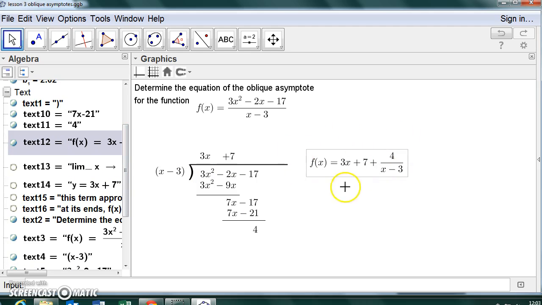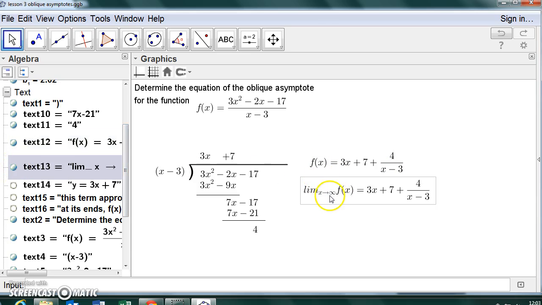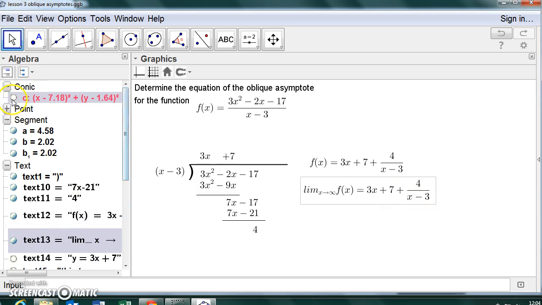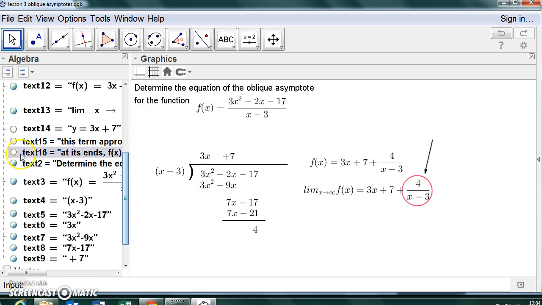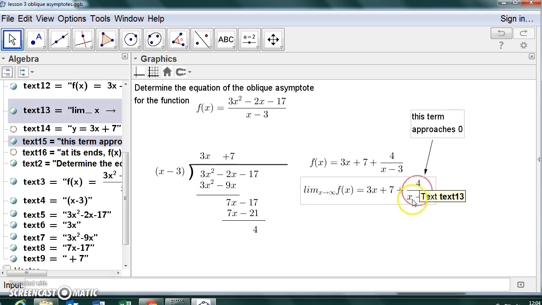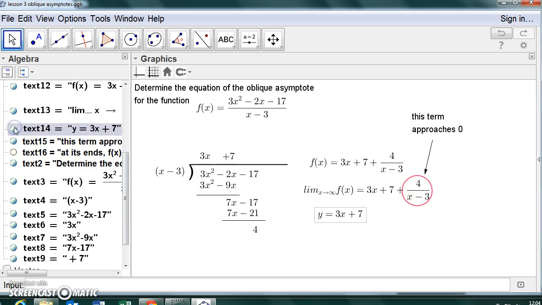This is the equation of our oblique asymptote, 3x plus 7 plus 4 over x minus 3. As we look at what this does as x approaches infinity, this last term, 4 over x minus 3, is going to become 0, right? This term approaches 0 because a very large x means it's 4 over essentially an infinite number, which approaches 0. This means we're left with 3x plus 7, and so at either end of this function, the asymptote is this oblique asymptote of 3x plus 7.